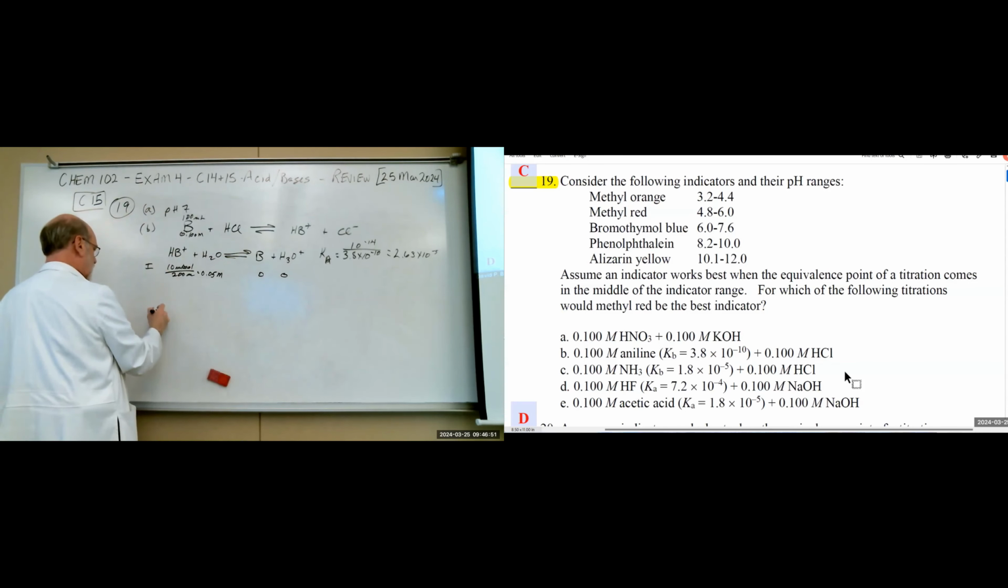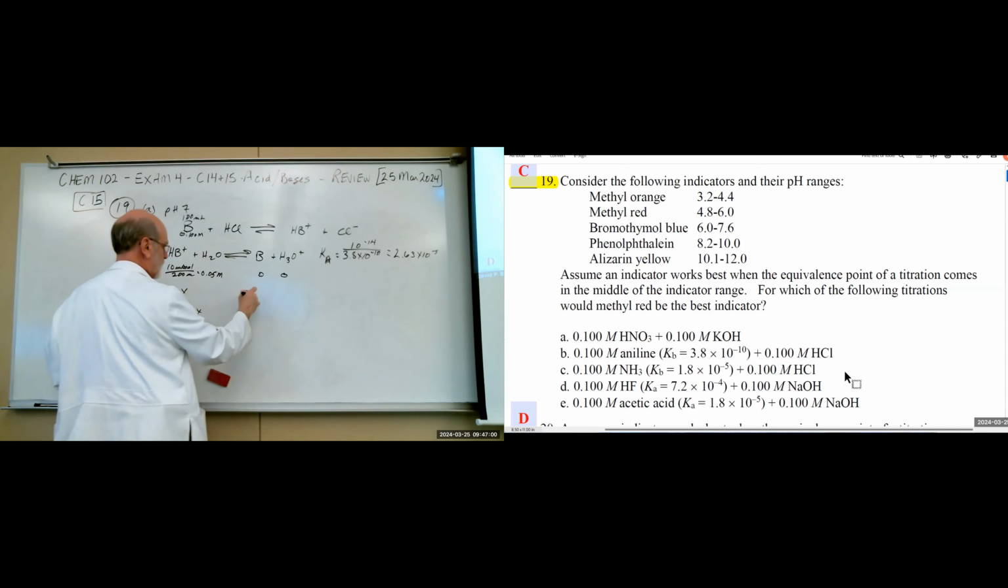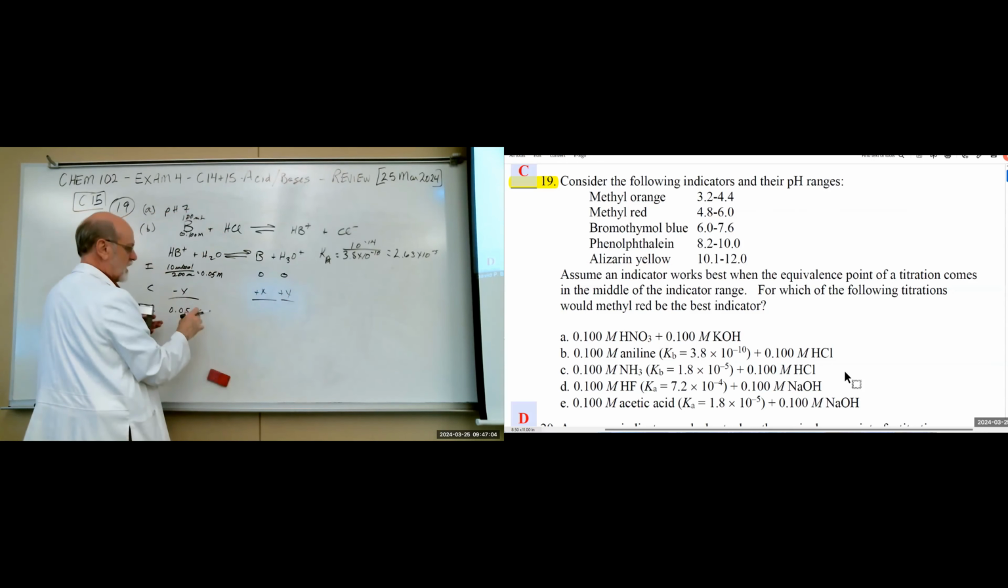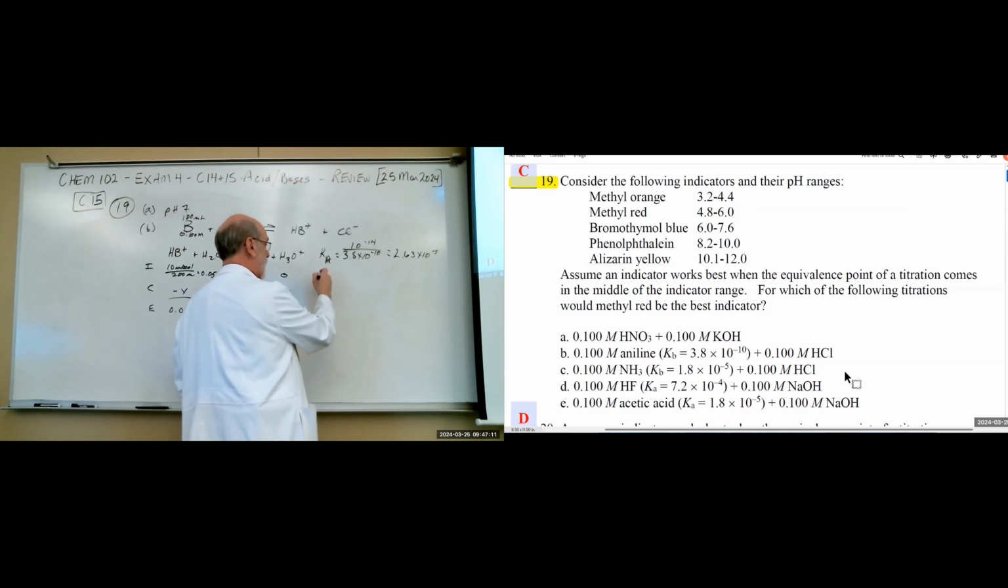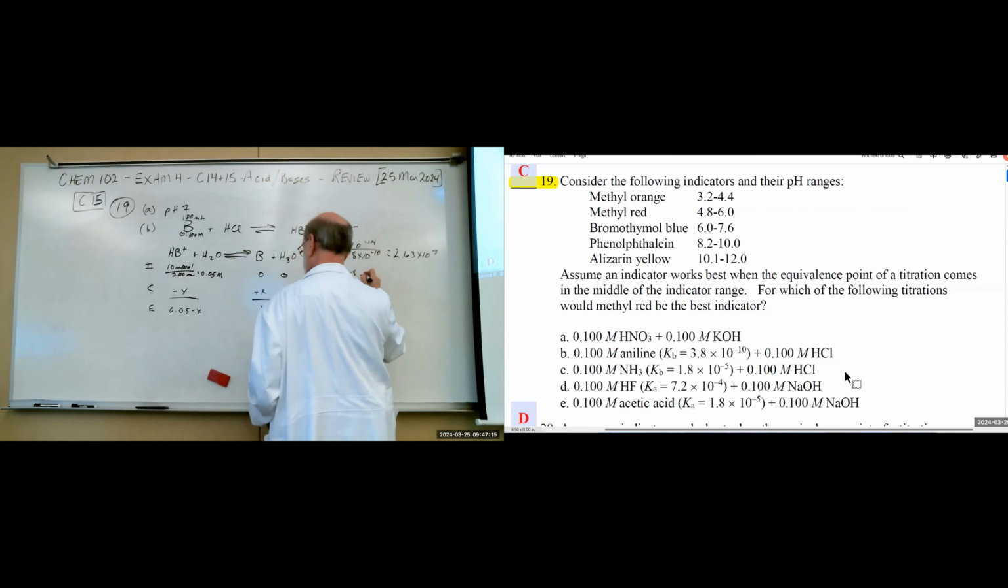So we know what the change is going to be. Equilibrium is going to be 0.05 minus X. Might as well put them all in there. Plus X, because each of these calculations is going to follow the same process. Then this is going to be X. So now 2.63 times 10 to the minus 5 equals X squared over, and with that small value, we're going to say 0.05.